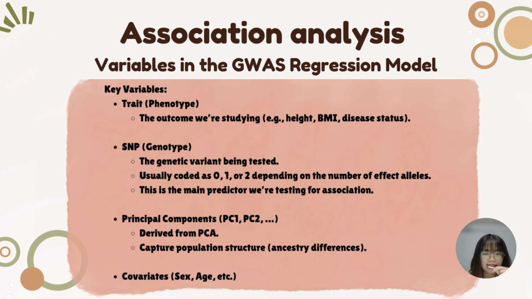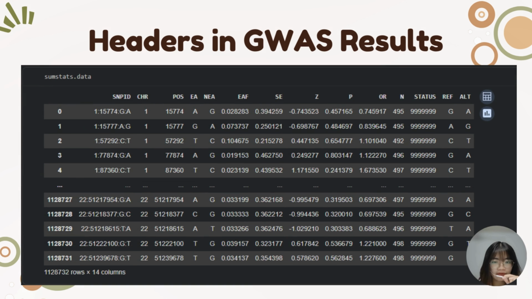The key difference is how the effect is interpreted. Linear regression estimates the change in trait value, while logistic regression estimates the change in disease risk. But conceptually, both models answer the same question, which is whether a SNP is associated with the trait after adjusting for covariates. After running the regression for each SNP, GWAS produces a summary statistics file.